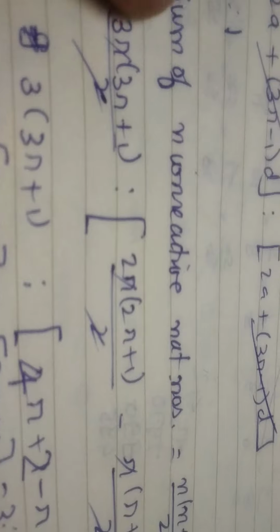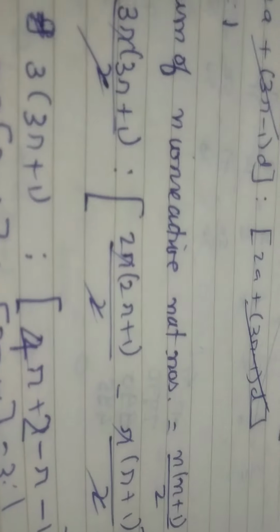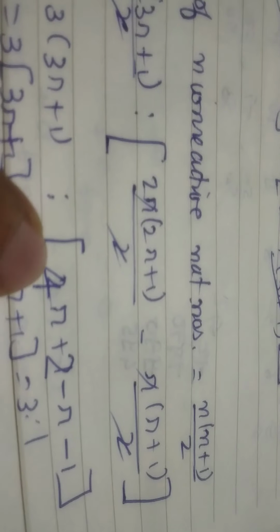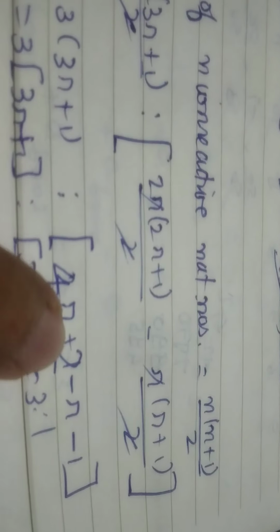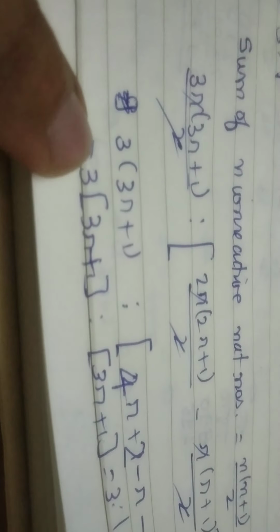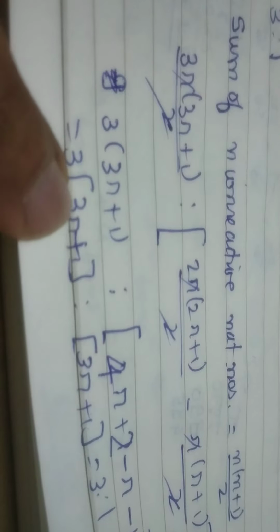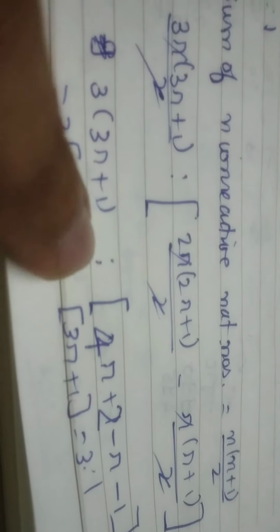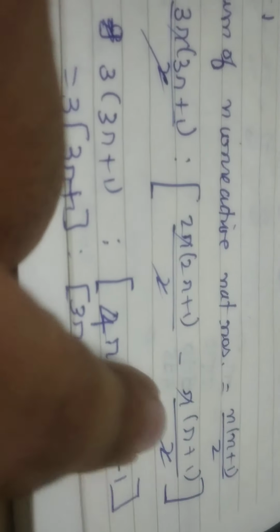And striking out the common term r by 2, I am getting 3 into (3r plus 1) is to, expanding this, taking this 2 inside, 4r plus 2 minus r minus 1. Now I am getting 3 of (3r plus 1) is to (3r plus 1). So I am cancelling this 3r plus 1 and 3r plus 1, getting this ratio as 3:1.